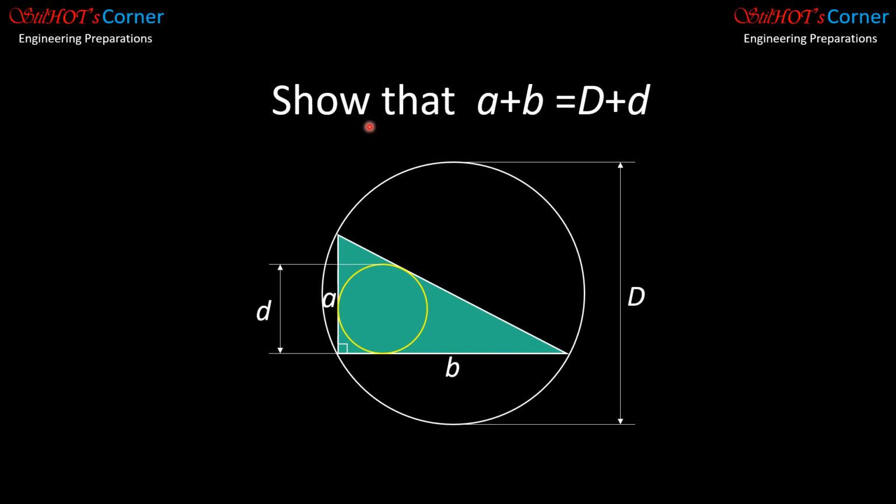In this video, I'm going to show that the sum of the perpendicular legs of a right triangle is also equal to the sum of the diameter of the circle circumscribing the right triangle and the diameter of the circle inscribed in the same right triangle.